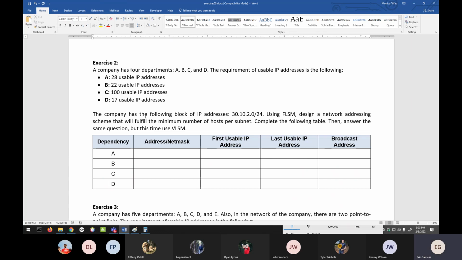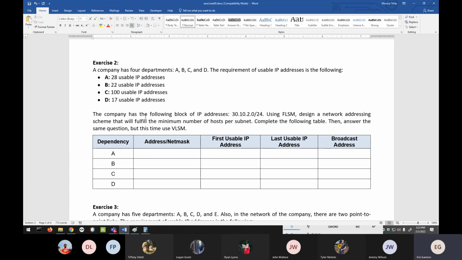If I do something smaller, let's say that I do 64, A will be happy, B will be happy, and D will be happy. But C will not be happy because C is asking for 100. And I'm going to give it 64, it will not be happy. So to make everybody happy, I have to give 128.